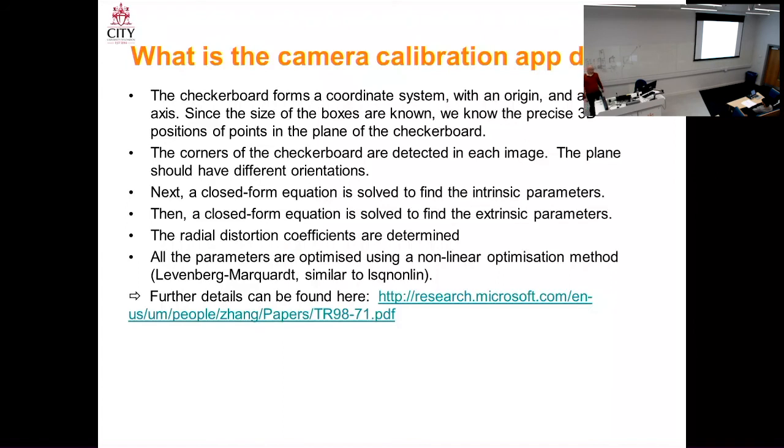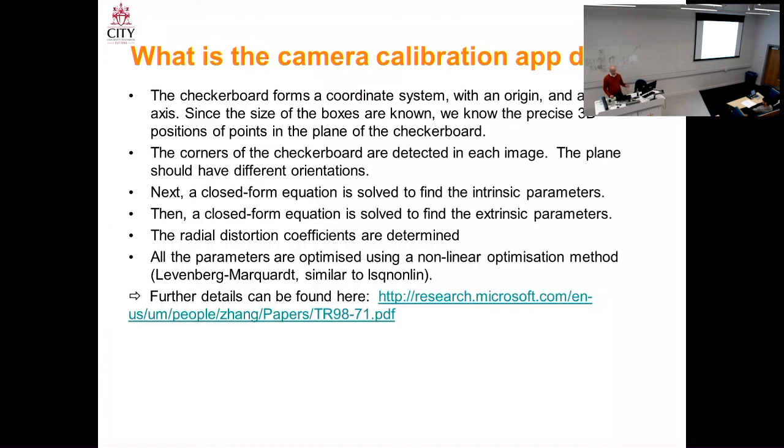Okay, so we've talked about this camera calibration app, and somehow it's magical. You just feed it a bunch of images, and out pop all these camera calibration parameters. The app itself is quite sophisticated. A while ago in computer vision, people were trying to figure out how to calibrate cameras, and it used to be kind of complicated. Now MATLAB has made it so easy.